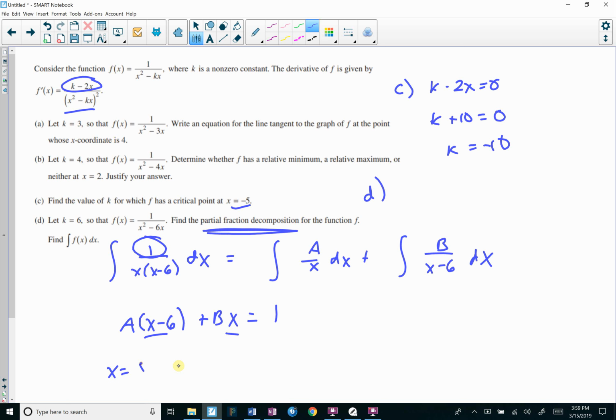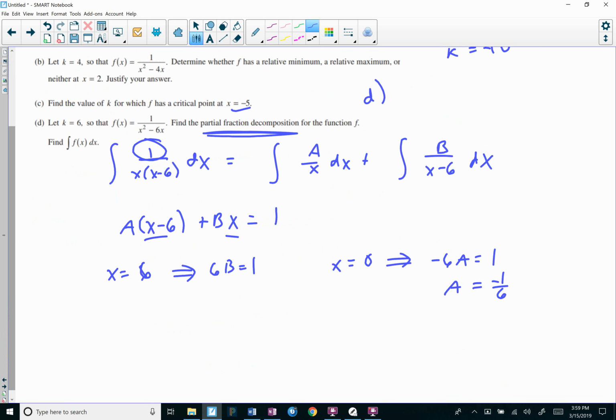So if x is 6, that implies 6B equals 1. If x is 0, that implies negative 6A is 1. So A is negative 1/6. Okay. I'm going to go ahead and pull those out. We're not going to clean up, basically, is the idea. So I have negative 1/6 the integral of, I pulled out my A, so I'll just leave it a 1, plus 1/6 integral.